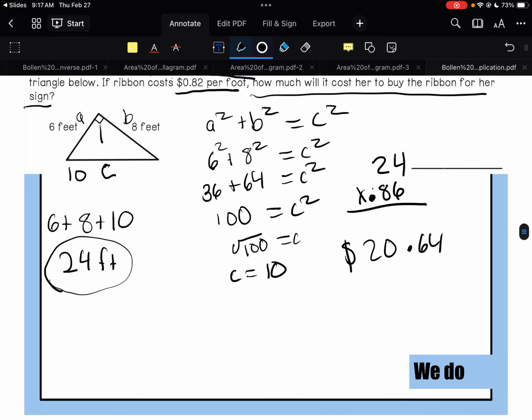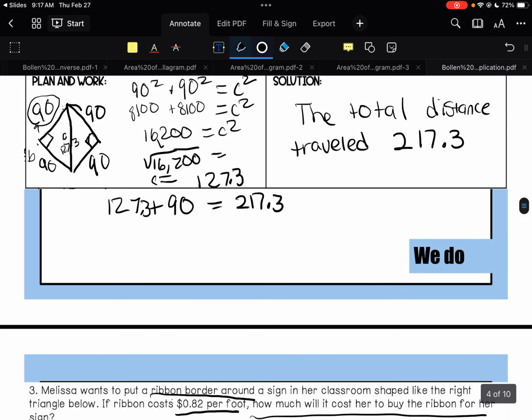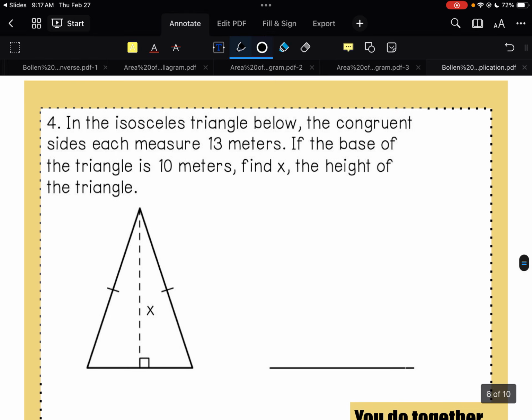All right, we have the next one here. I am going to let you pause. Go ahead and try this one. It says, in an isosceles triangle, there are 2 congruent sides, each measuring 13 meters. If the base of the triangle is 10 meters, find the height x. So you are only finding the height x here using your a squared plus b squared equals c squared. You know that each of these sides is 13. And then this all the way across is 10.